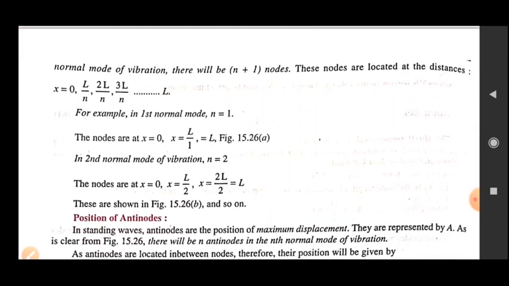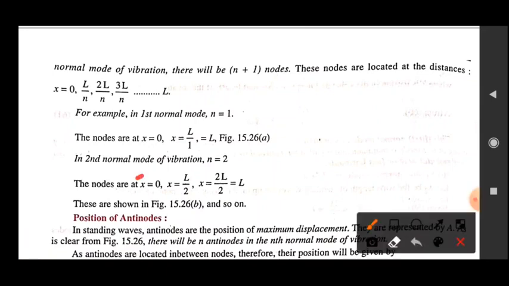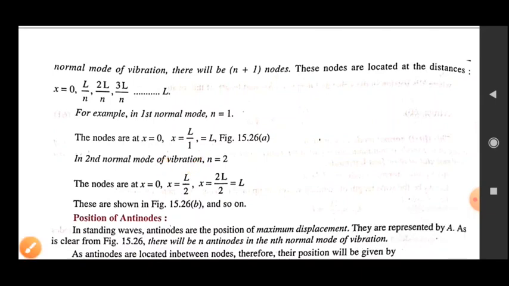Similarly, let's see the second normal mode of vibration, n equal to 2. Then the nodes will be at the locations x equal to 0, L by 2 and L. So there will be 3 nodes, and so on. So I think that is clear, the position of nodes and the number of nodes in every harmonic.